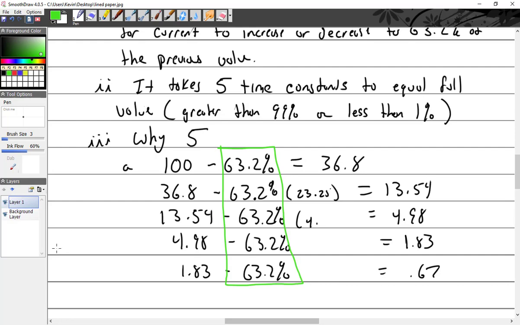63.2%. 36.8 times 63.2% equals, this is the number that I actually subtracted from here. So that was the 63%. That would equal 13.55. It's percent, people. So 36.8 minus 63.2 percent, I think it's actually 4.98 again. 23.25, and then you subtract that from 36.8. All right, follow that.